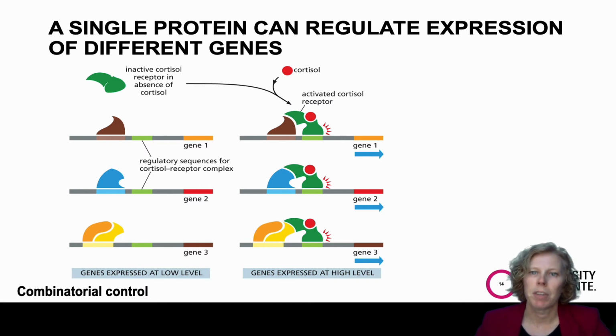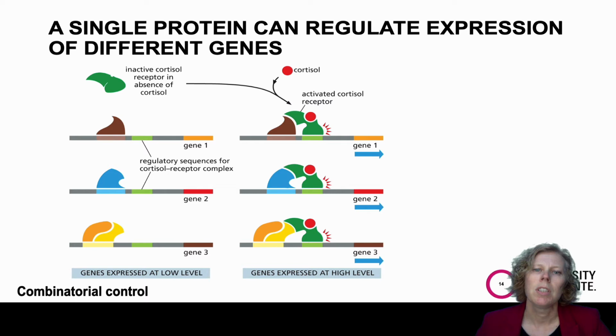A single transcription regulator can coordinate the expression of many different genes, which is illustrated in this example for the cortisol receptor on 3 different genes, each of which has a different activator protein bound to its respective regulatory DNA sequences.